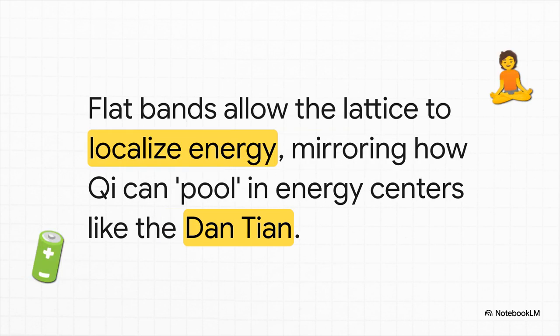Okay, next up, flat bands. In physics, this basically means the lattice has these spots where energy can be held. It sort of gets stuck in place, like water in a reservoir, instead of just immediately flowing away. This is such a fascinating parallel to the concept of qi pooling in the energy centers of the body, like the dantian, which are traditionally thought of as the body's big energy storage tanks.